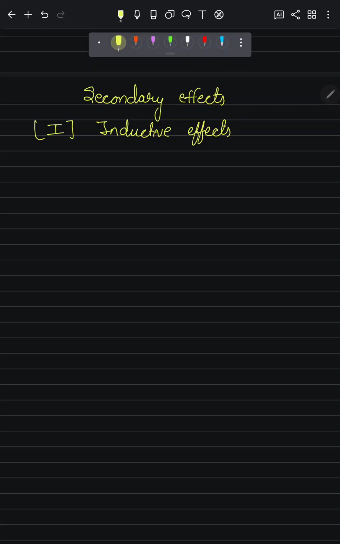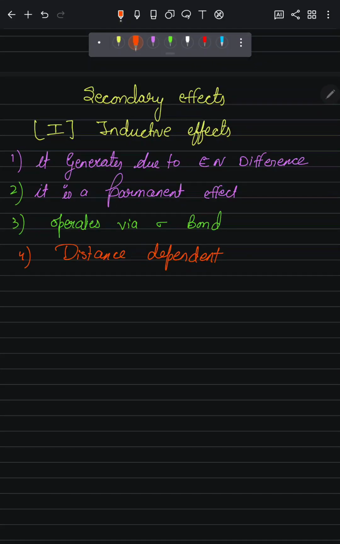So now for the second part of this video, the secondary effects, in which we first discuss the inductive effect. This is one of the most important effects, and we also study some parts of it in our bachelor's and 11th and 12th. So it is a very important effect. There are some important points which we'll be writing. So these are 4 important points.